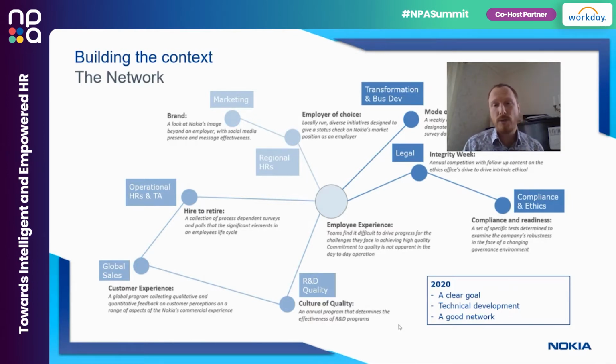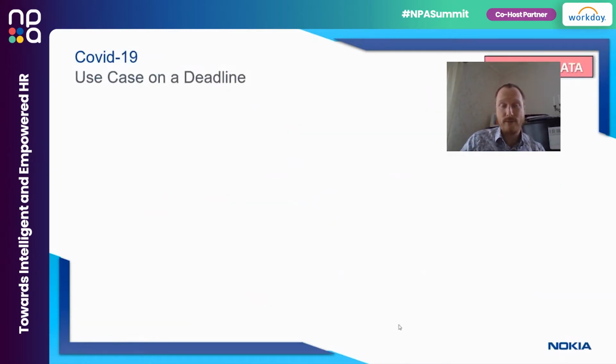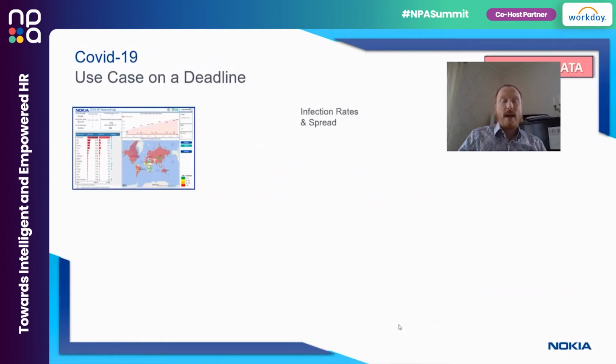So as we got to 2020, we had a clear goal. So we knew kind of the maturity level we wanted to get to. We had a good, solid technical development, and we had a good network. And that came just in time for our kind of first use case. So as COVID-19 hit, there was a lot of information that we had to start to collect and collate very quickly.